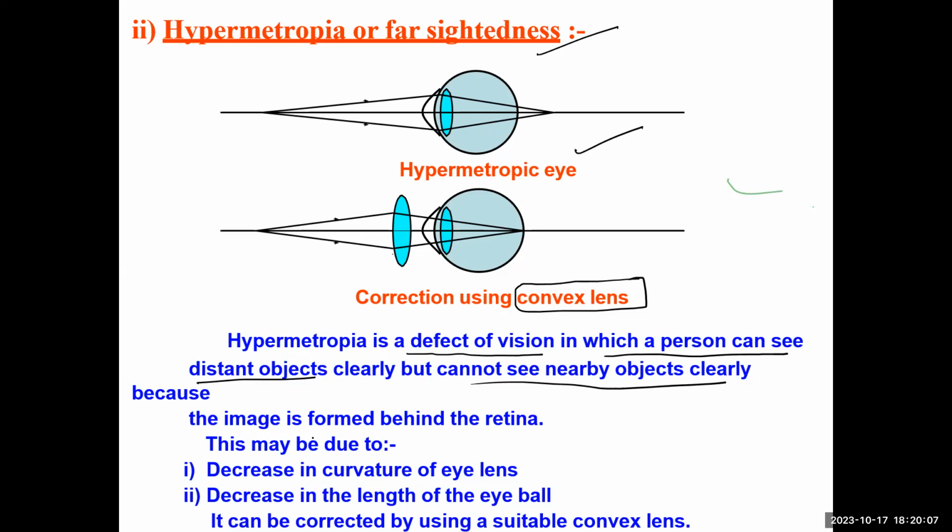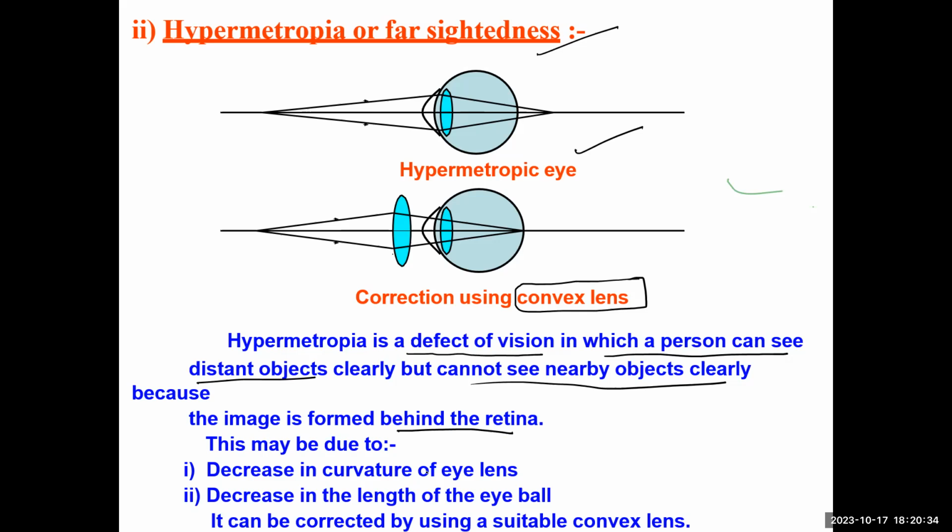Let us see now. Why can a person not see the nearby objects? Because the image is formed behind the retina. See here, this is another comparison. In myopia, the image is formed in front of the retina, but in hypermetropia, the image is formed behind the retina.